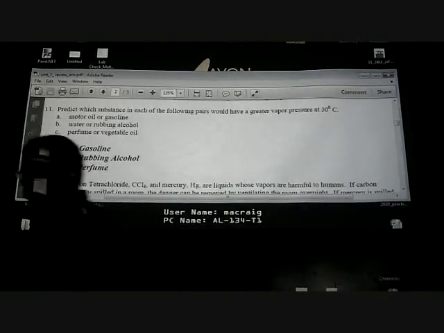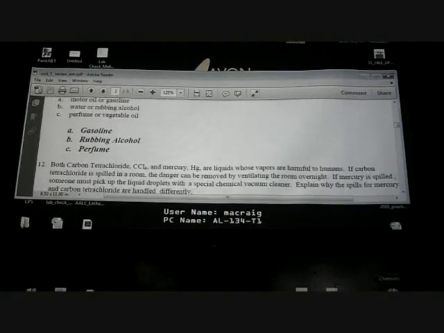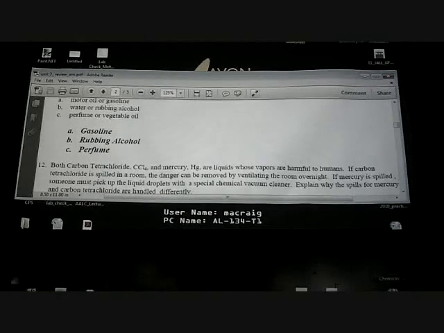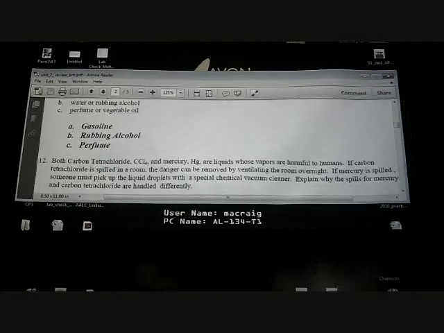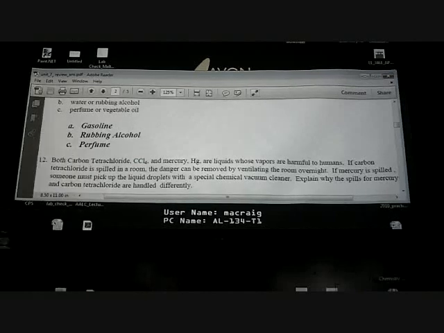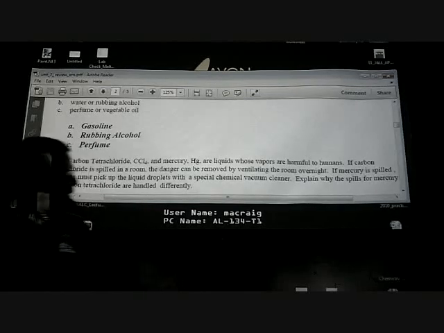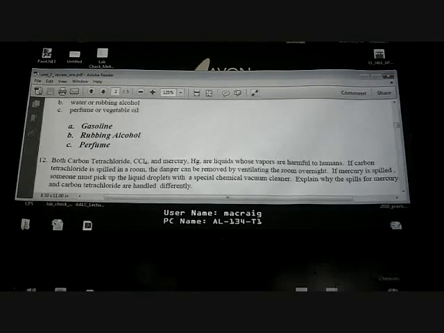All right, number 12. Both carbon tetrachloride and mercury are liquids whose vapors are harmful to humans. If carbon tetrachloride is spilled in a room, the danger can be removed by ventilating a room overnight. If mercury is spilled, someone must pick up the liquid droplets with a special chemical vacuum cleaner. Explain why the spills from mercury and carbon tetrachloride are handled differently. Because of the levels of evaporation.